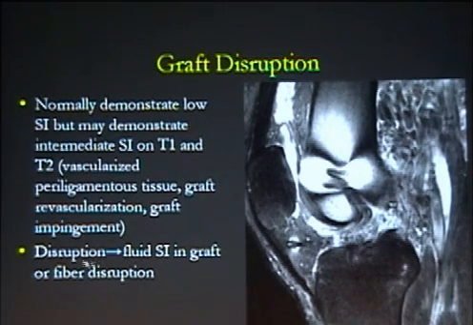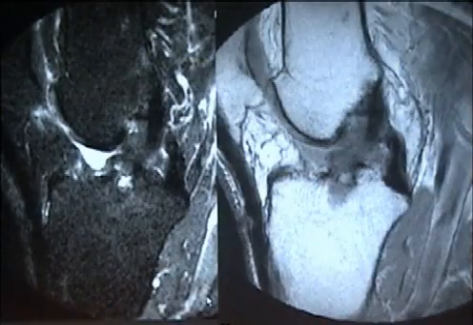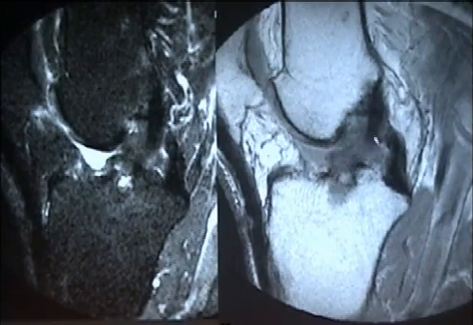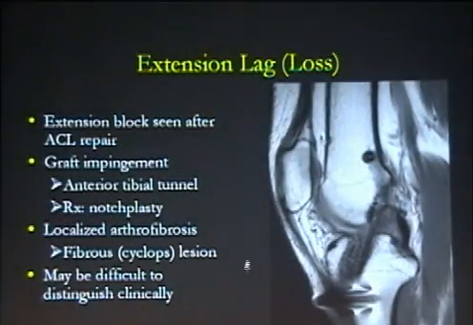Disruption of the graft leads to fluid signal intensity in the graft, or absolute complete disruption of the graft. And here we have a complete disruption of the graft. We don't have any normal appearing fibers in the region of the ACL here. Okay, this is graft disruption. That's what you don't want to see postoperatively. Here again, this was a disruption of the graft as well. We don't see the interference screws, but we have disruption of the graft.